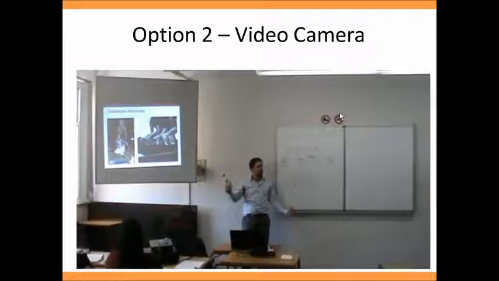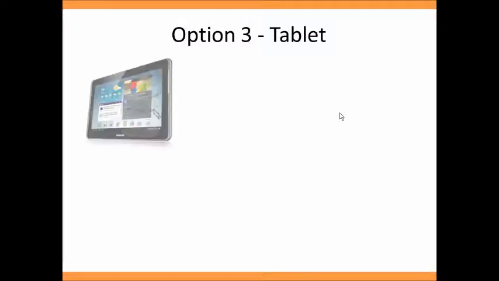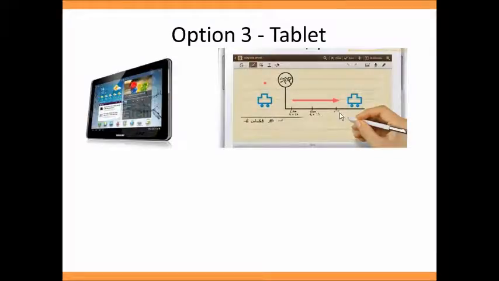And then the last option is to use a tablet. Now, I actually started off by using a tablet because I wanted the flexibility to be able to draw. So this tablet that I have has a stylus that you can draw on. So I could do drawings, which would then come up on the board and would be recorded at the same time. It's a Samsung Galaxy Note. And this is what it would look like. I would be able to draw certain little things, diagrams.